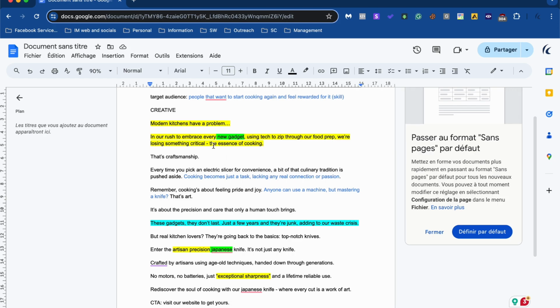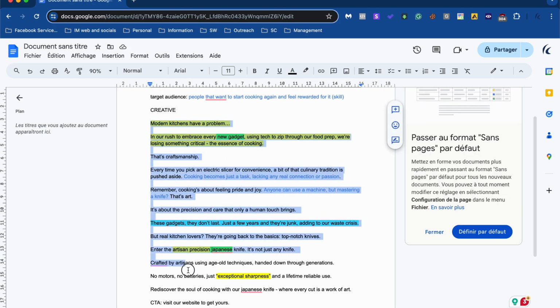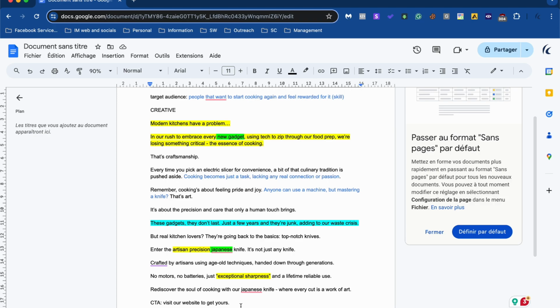Even if you've convinced them with all of that, they could buy a Japanese knife from someone else for cheaper, a better knife. But why yours? The CTA needs to give a reason to go. It's the final cherry on top.